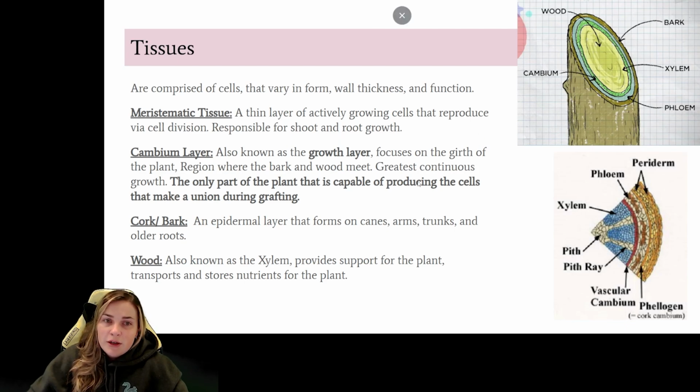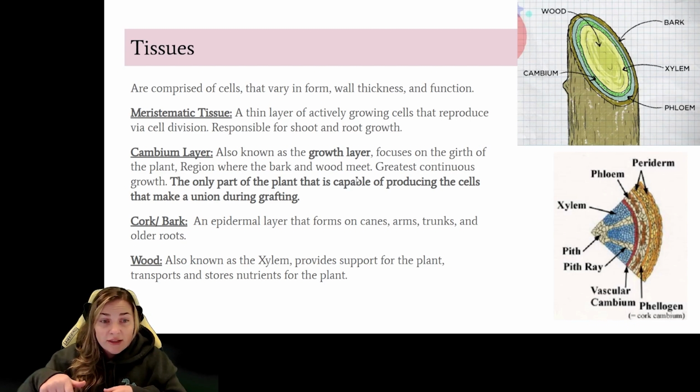I don't have a picture of that here, I apologize, but we do have the cambium layer, which is also responsible for growth. But this focuses more towards the girth of the plant, so it grows outwards, kind of like when you see the rings on a tree stump, right? So that outward growth is thanks to the cambium layer. That's the part that's continuously growing outwards as the plant gets older.